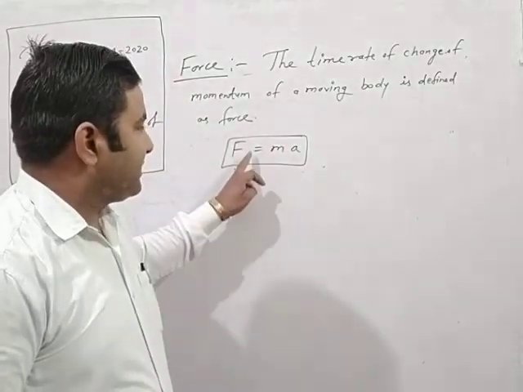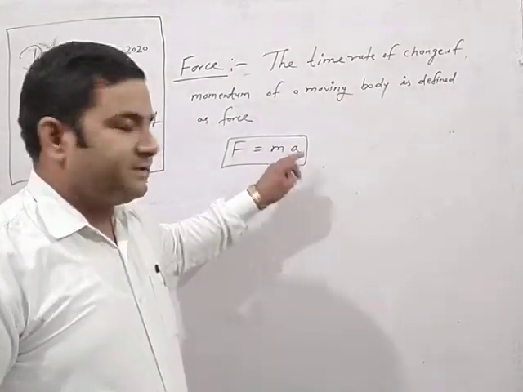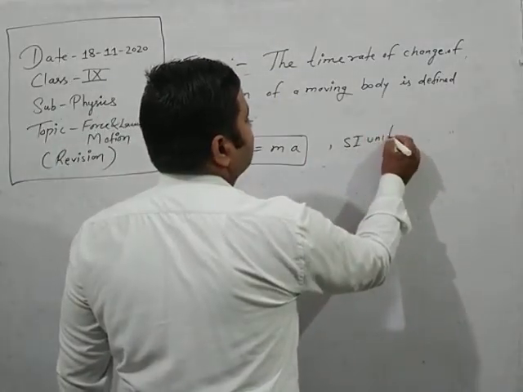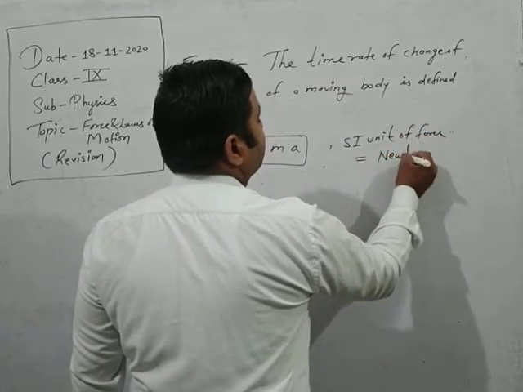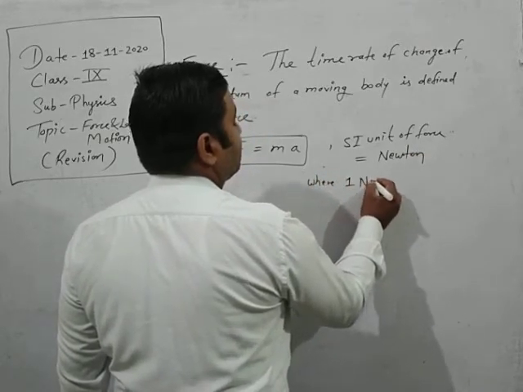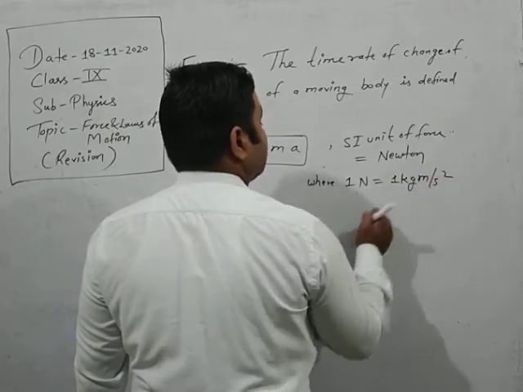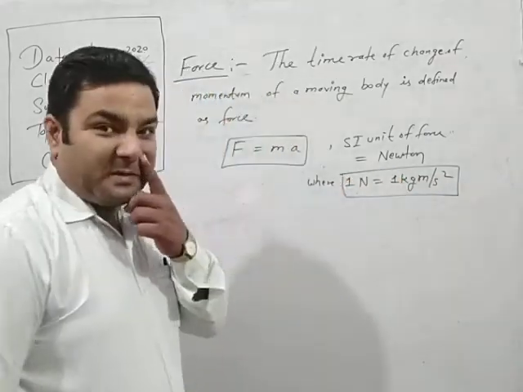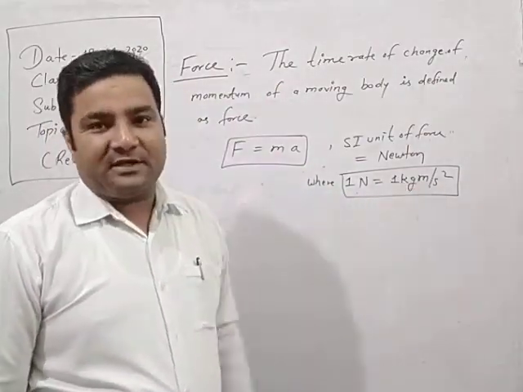Force, that is represented by F, and mass, that is m of the given body, and a is the acceleration, and its SI unit. SI unit of force is equal to what? Newton. Where 1 Newton is equal to 1 kg meter per second square, because kilogram for mass and acceleration is what? That is meter per second square unit.